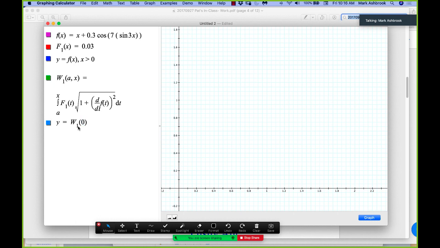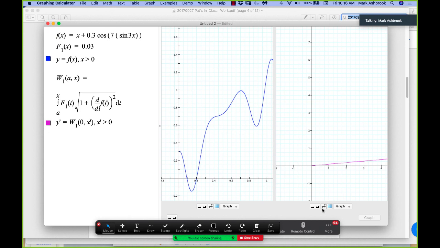So 0, comma, x. Do I have my rate function right? Did anyone catch a mistake? Graph this for x greater than 0. And actually, I want to do this on a new window pane here. Let's graph the work in purple. Okay, does everything look good? Let's see if we were correct about our prediction here.